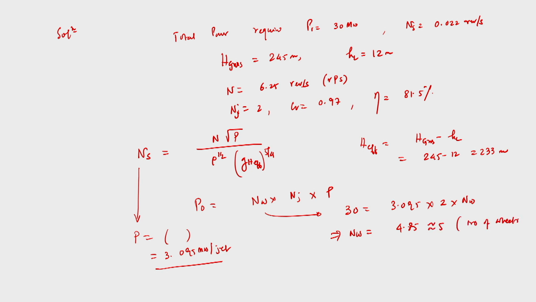So from the expression of power specific speed, 0.022 revolution per second, that is N root P by rho to the power half, g H effective to the power 5 by 4, because H effective is H gross minus frictional loss, that should not exceed 12 meter. From there we calculate P, the power, and that power multiplied by the number of jets per wheel and the number of wheels will be the total power required. From there we have calculated the number of wheels should be 5, it should not exceed 5. Since there are 2 jets per wheel, Nj is equal to 2, fine.